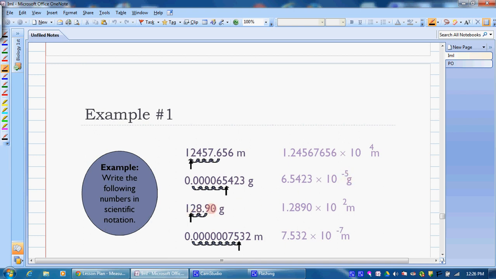Here, again, we have to keep all of our digits because they're all significant. We want our decimal to end up here between the 1 and the 2. So there's one number to the left, and we count how many we moved. 1, 2. So our exponent becomes a 2. Here, our significant figures are these last 4 digits. So again, we keep all of those. We want one number to the left of the decimal, so it ends up here between the 7 and the 5, and we move 1, 2, 3, 4, 5, 6, 7 spots. So we have a negative 7 exponent.